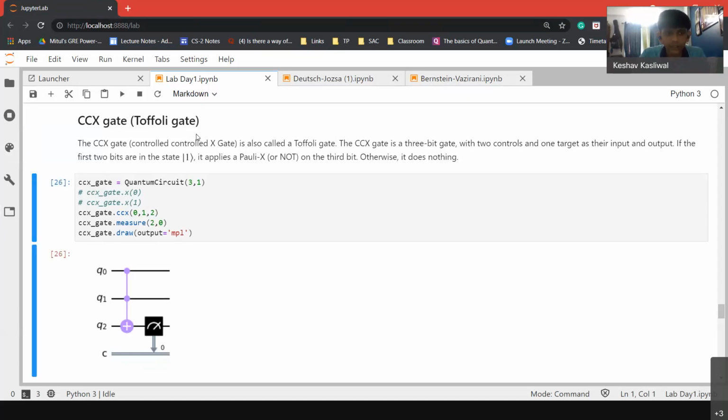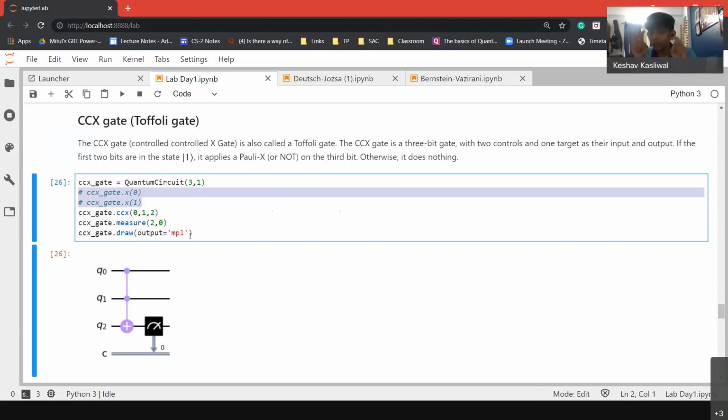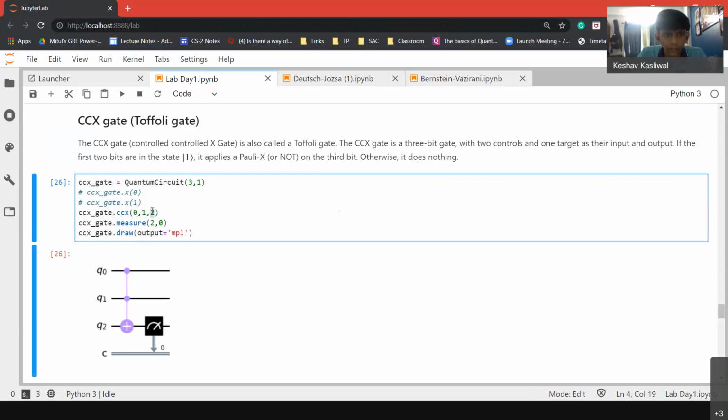I'll execute this as well. Same story over here. Because we now need 3 qubits, we initialize the quantum circuit with 3 qubits, and then 1 classical bit. Now, how do we declare the CCX gate? It takes the first two inputs as the control and the third as the target. That means 0 and 1 serve as the controls, and 2, the third qubit, serves as the target. That is how we declare a CCX gate in Qiskit.